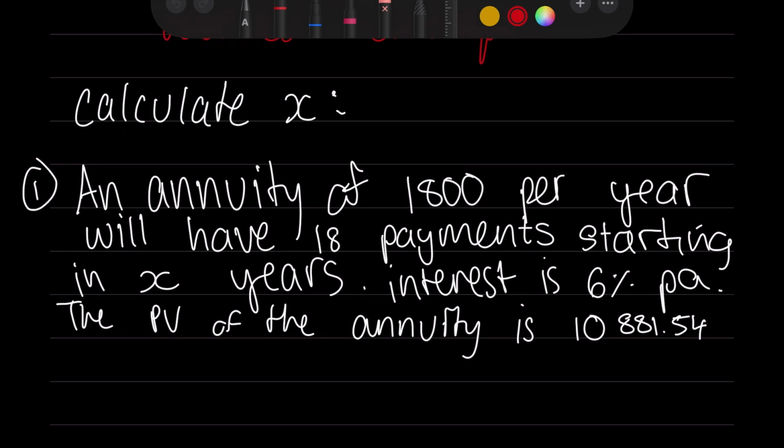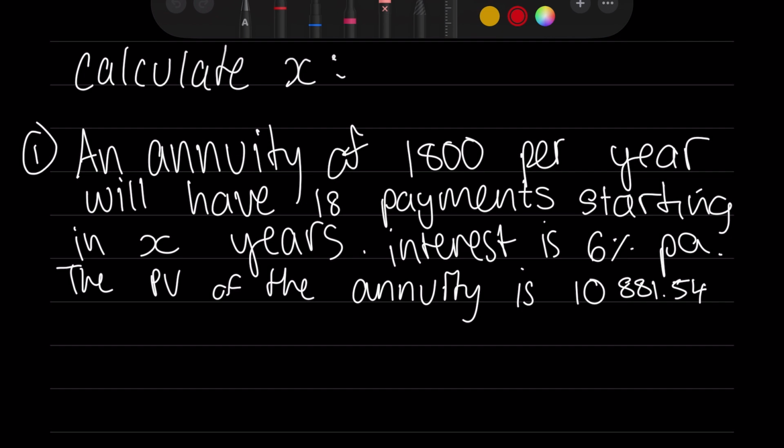An annuity of 1,800 per year will have 18 payments starting in X years. Interest is 6% per annum, and the present value of the annuity is 10,881. I'm doing this question under the assumption that these payments are in advance. When the question doesn't specify whether it's in advance or in arrears, then whichever way you interpret it, you must just write down your assumption, because your answer will be slightly different.